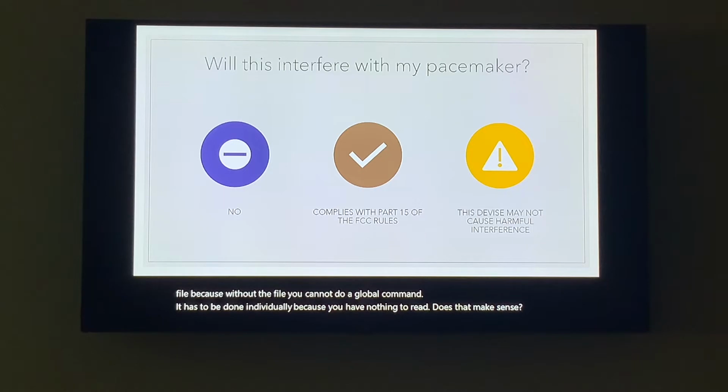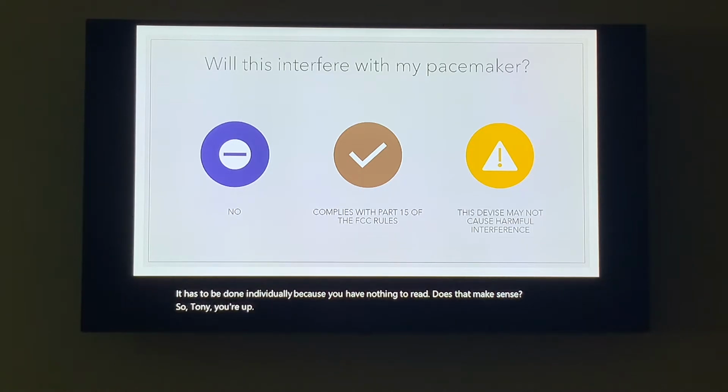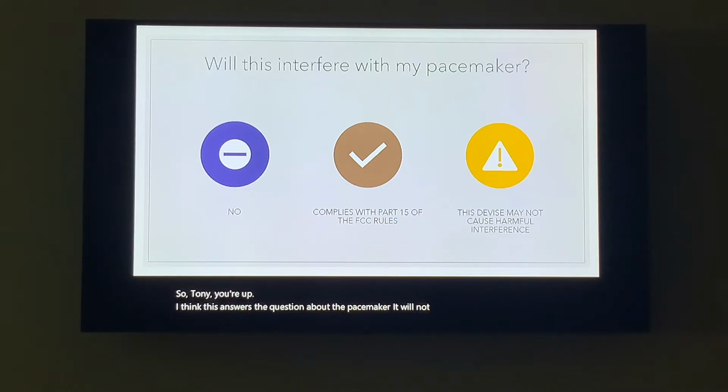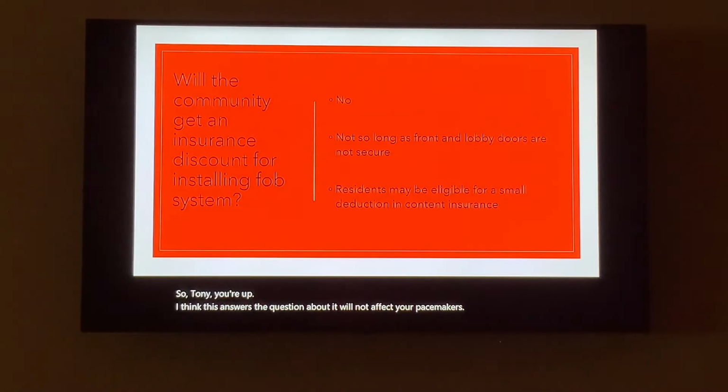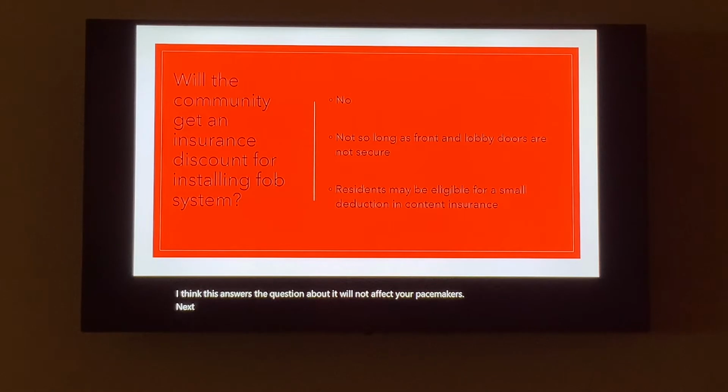So, Tony, you're up. Well, I think this answers the question about the pacemaker. It will not affect your pacemakers. I like to walk around. I can't stand in one place and talk.